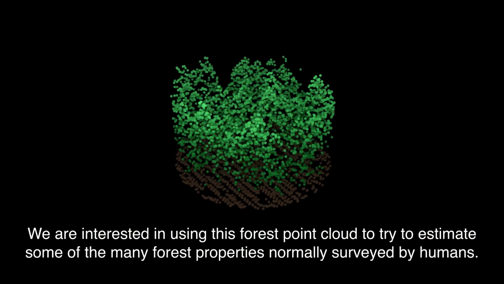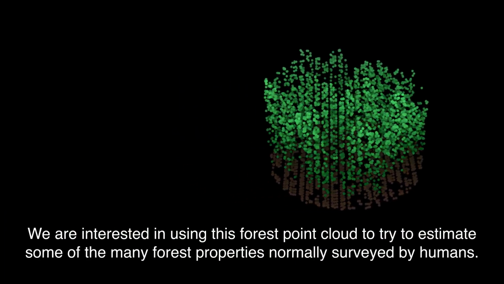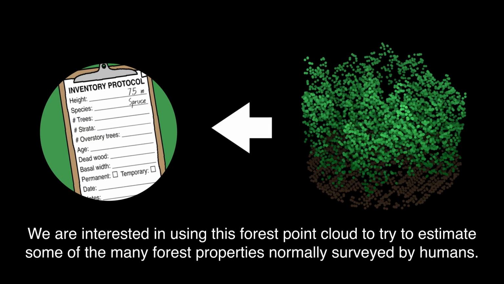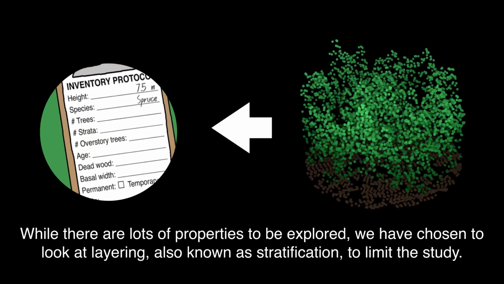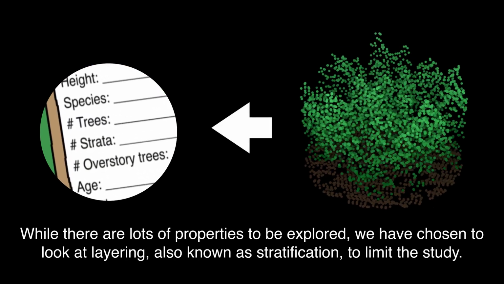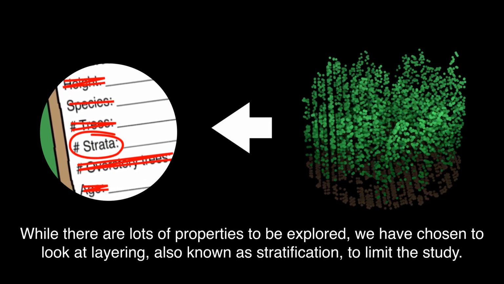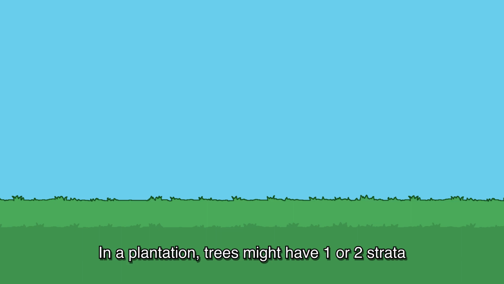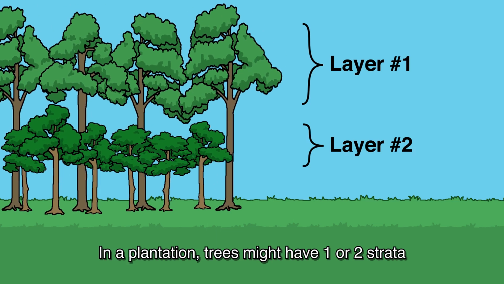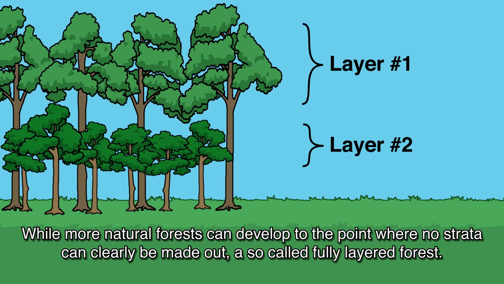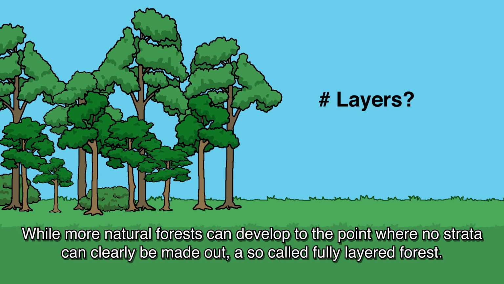We are interested in using this forest point cloud to try to estimate some of many forest properties normally surveyed by humans. While there are lots of properties to be explored, we have chosen to look at layering, also known as stratification, to limit the study. In a plantation, trees might have 1 or 2 strata, while more natural forests can develop to the point where no strata can be clearly made out, a so-called fully layered forest.